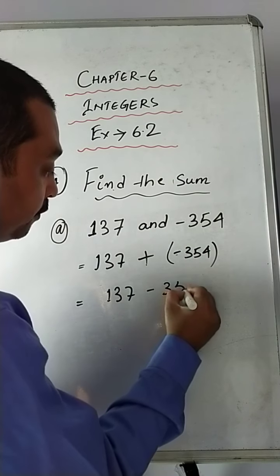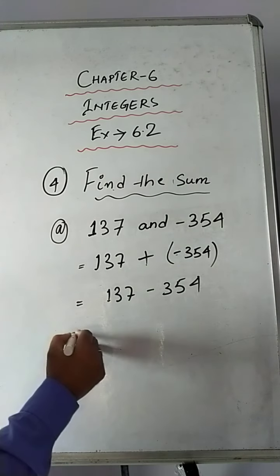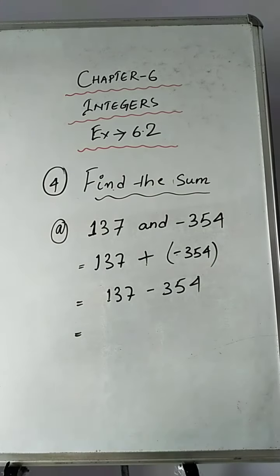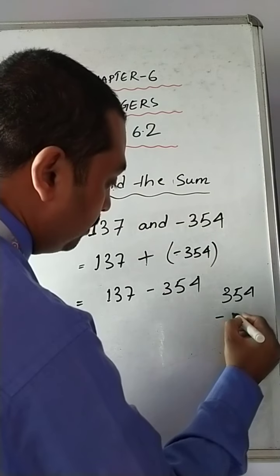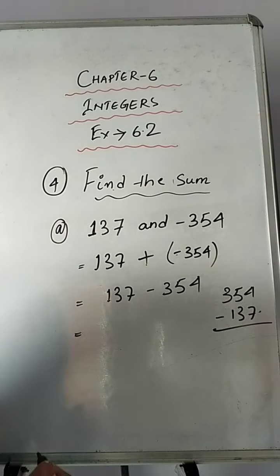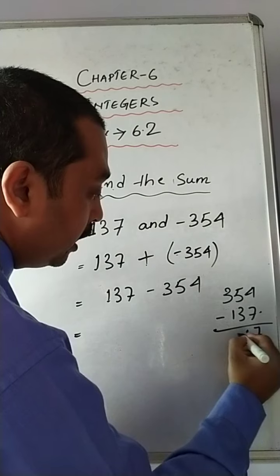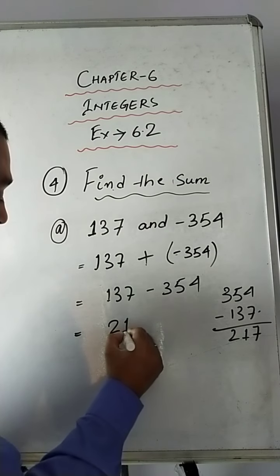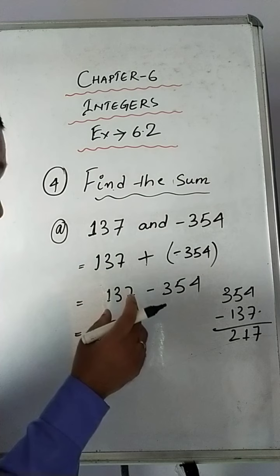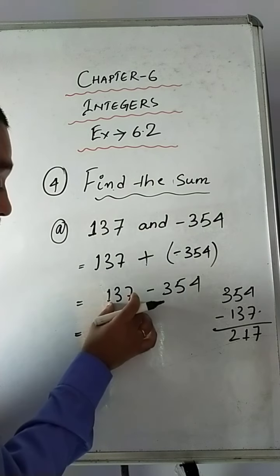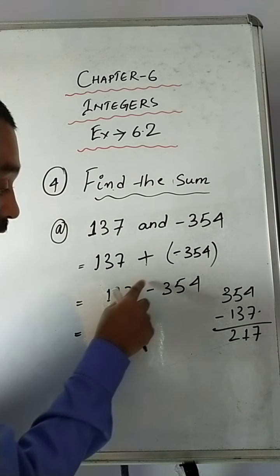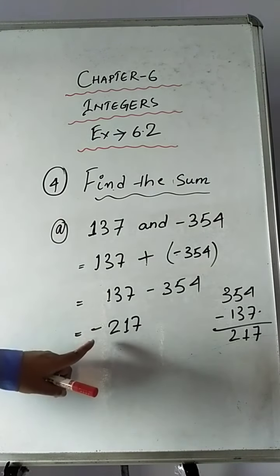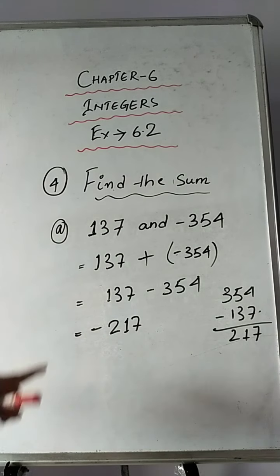Minus 354. Now plus minus is what? Minus, so we have to do minus. So 354 minus 137. What will be the answer? 217. Now we have to see which number is greater, 137 or 354. 354 is greater and it is carrying what sign? Negative sign. So we have to put a negative sign here also. So your required answer is minus 217.